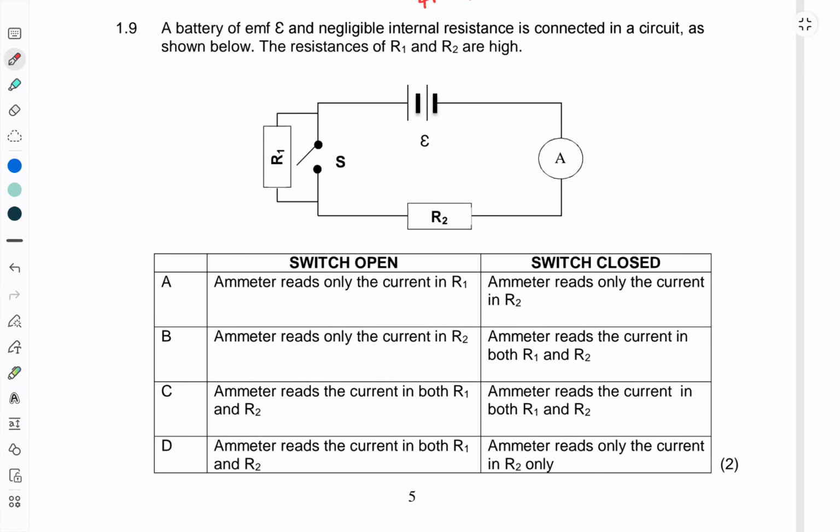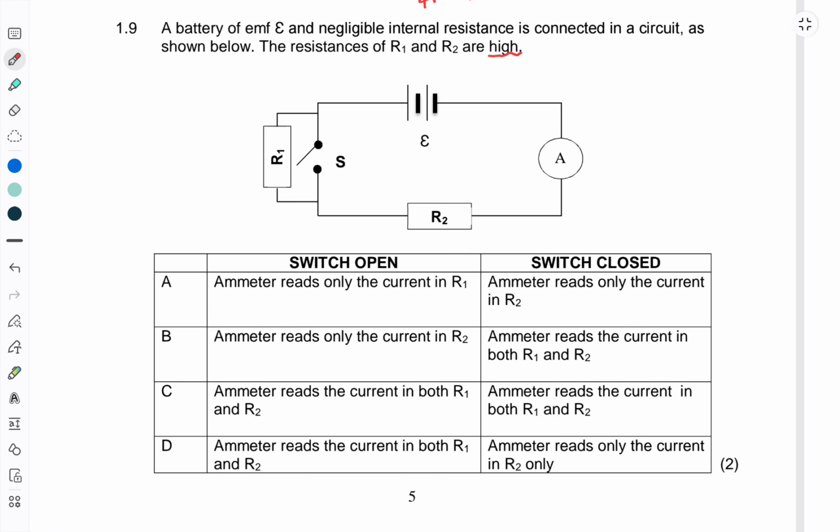A battery of EMF epsilon and negligible internal resistance is connected in a circuit as shown below. The resistances of R1 and R2 are high. That's what we're told, and then we have to choose the correct option. So if the switch is open, what will happen? And if the switch is closed, what will happen? So we have this ammeter.